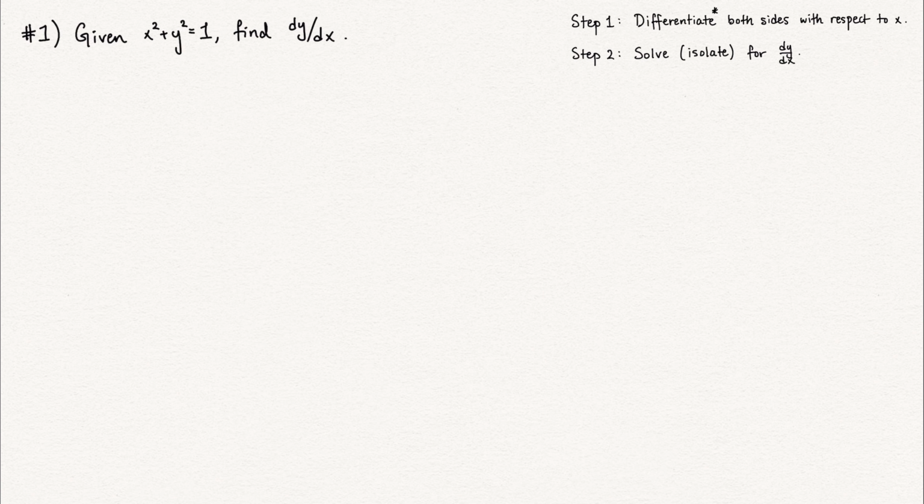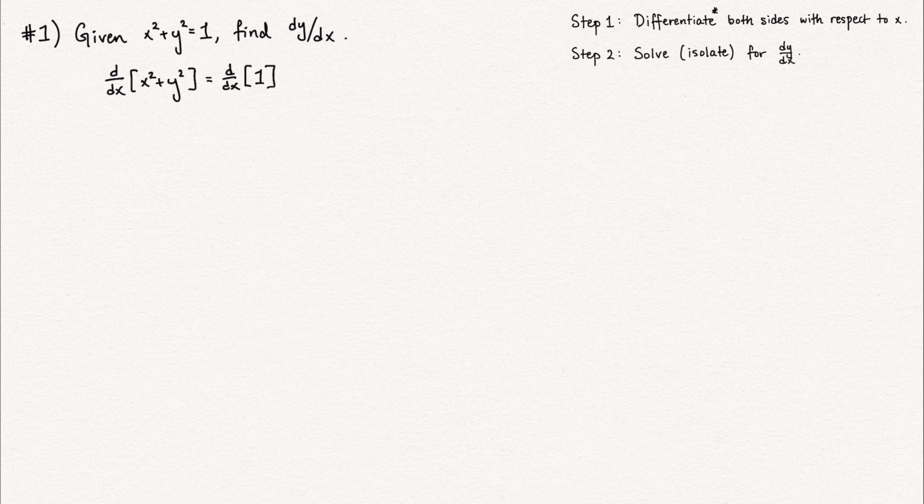Okay, so starting with step 1, let's differentiate both sides with respect to x. So that'll look like this. We have the derivative with respect to x of the left-hand side, so x squared plus y squared. And then we also have a derivative of the right-hand side. Okay, so now let's take each of these derivatives, and I'm going to work this problem out step by step so it's easier to follow along.